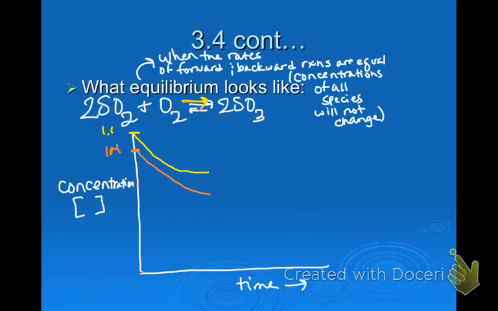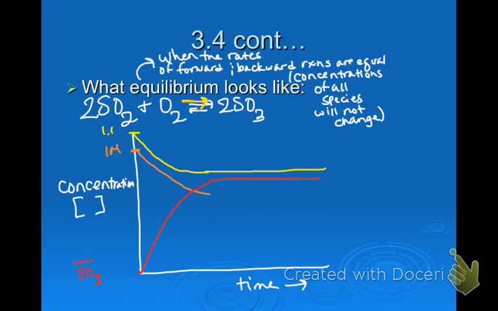So I'm going to call this SO3. SO3 is going to start off with nothing, because all you're going to have to start is SO2 and O2. But as the reaction progresses, you're going to start to make SO3. Now you're going to get to a point where it appears as though no more SO3 is made, and it's just going to level off. And you're also going to get to a point where it appears as though no more SO2 is used up and it levels off.